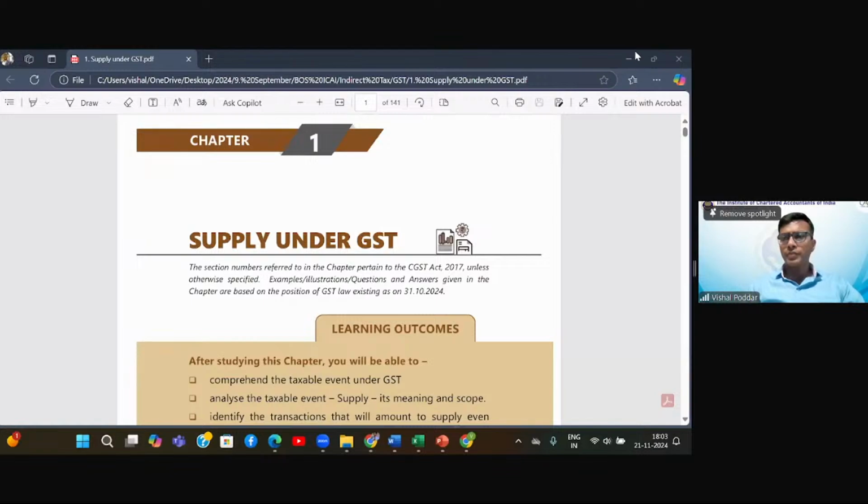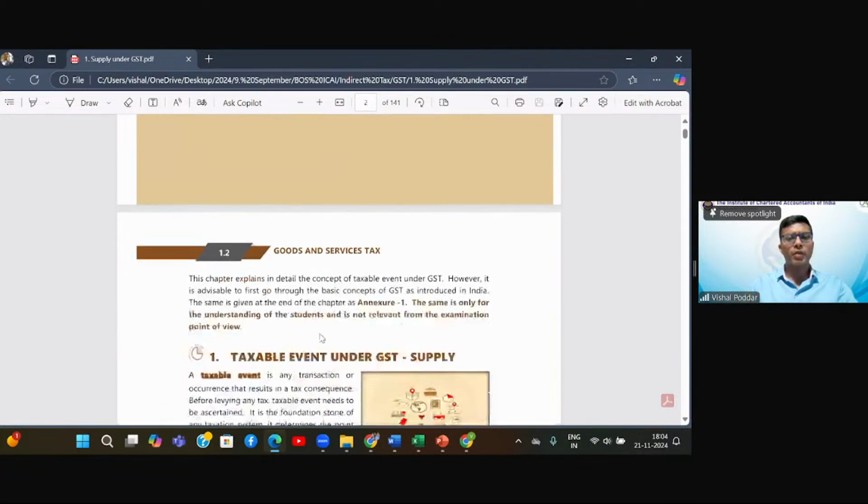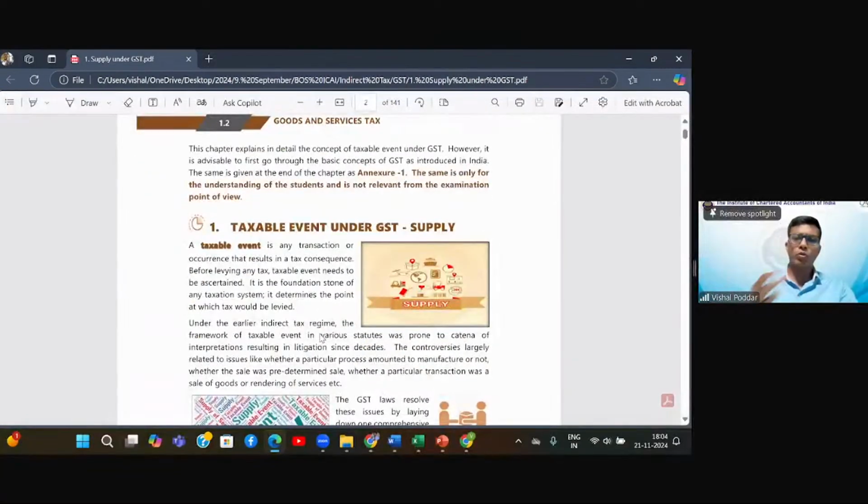So students, we have started with GST in our previous lecture. And in GST, as we all know, the basic chargeable event is supply. The taxable event is supply. So we started with this topic. We studied this from our PPT. Now I'll go to the module.